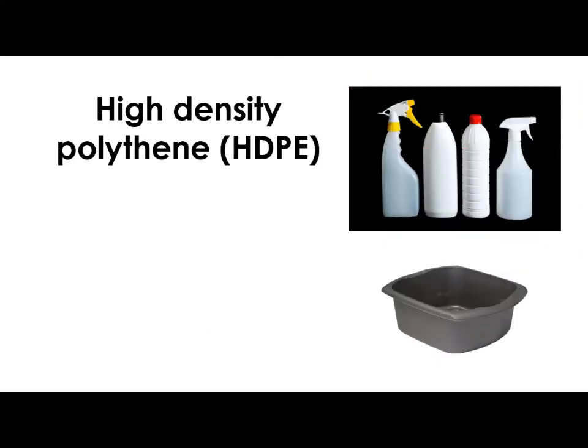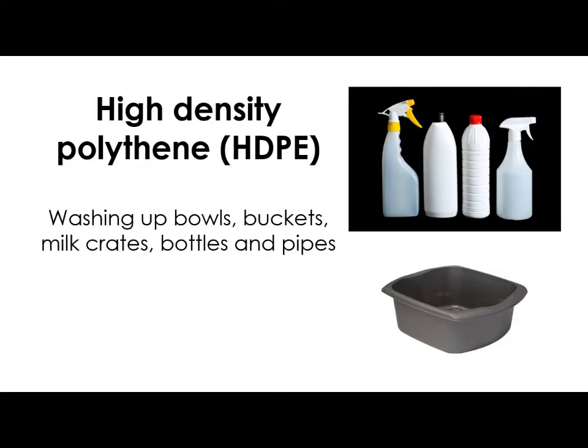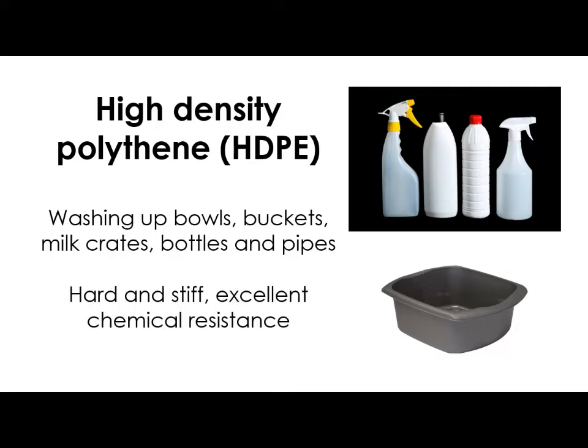High density polythene or polyethylene. This material has a really important property. It's got excellent chemical resistance. It's one of the few that has such a good resistance to a range of different chemicals. So cleaning chemicals, soaps, detergents, all those kinds of things will be packaged in blow molded bottles like the ones on the screen here from high density polythene or polyethylene.